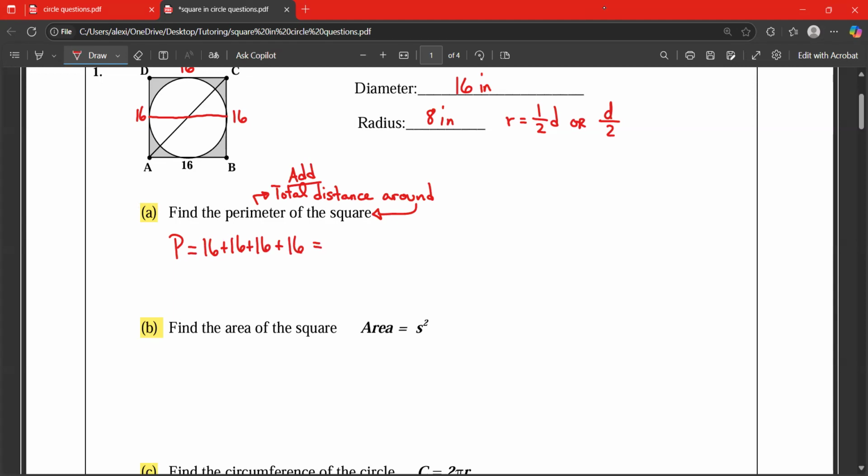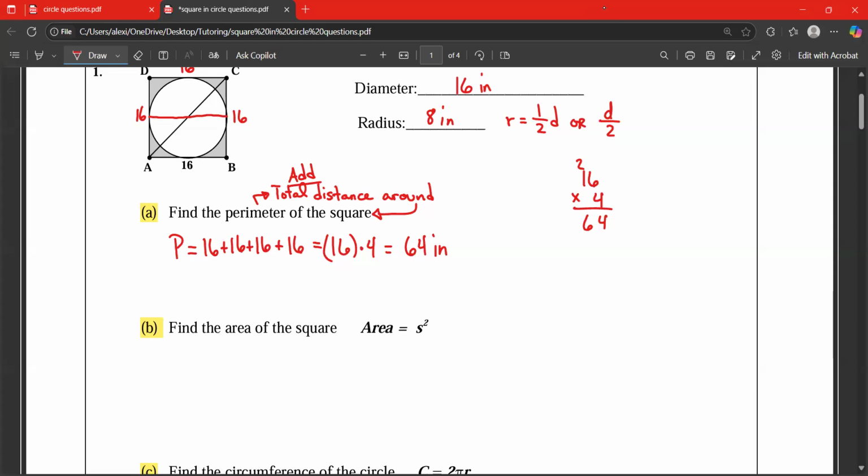But we know multiplication is repeated addition. So that's the same as saying 16 times 4. So off to the side, we can do 16 times 4, and we get 64. So this has a perimeter of 64 inches. So that's 16 inches plus 16 inches plus 16 inches plus 16 inches. So inches stay the same.